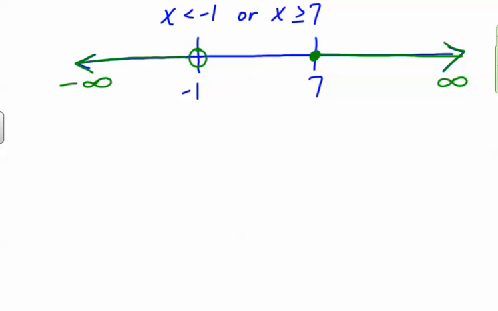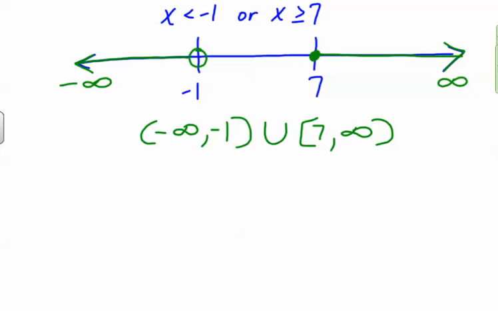And both of these are solutions because in this compound inequality, the solutions can make either problem true and satisfy the compound inequality. So, here's how I would express the interval on the left. Here's the interval notation for the ray on the right, but I've got to show that both of these are solutions for this one problem, and so I show that they are united, that they both are solutions for this compound inequality.